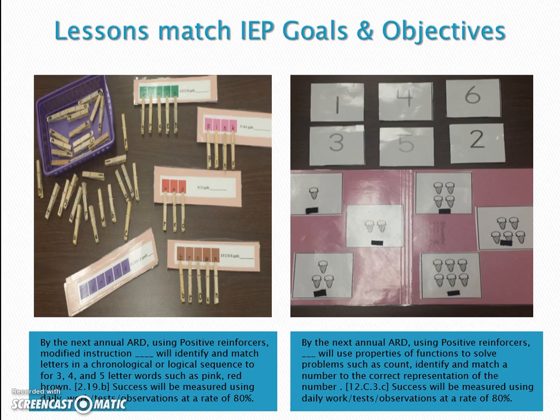To meet English TEKS and developing skills in spelling, we use laminated cards with 3, 4, and 5 letter words. The student uses clothespins with the matching letters to spell the words. The student is matching letter to letter and spelling out each word. To meet math TEKS and develop counting skills, the student is provided with a file folder, requiring them to count a number of objects and match the number to the identical number of objects.